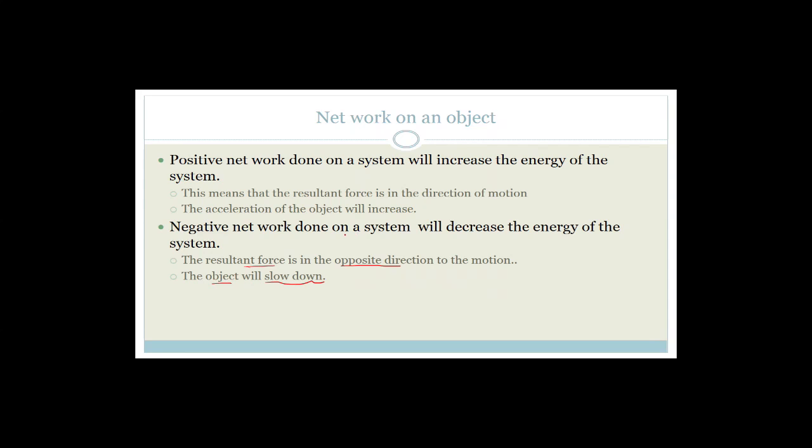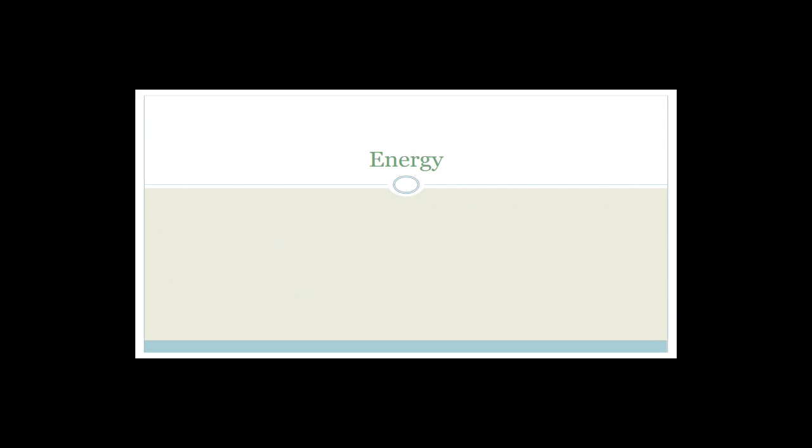So you can get positive and negative work, but you must recall, and this is very, very important, that what it means is different from if it was a vector. If it was a vector, a negative would mean something happening in the opposite direction. Whereas negative net work means that we actually decrease the energy of the system and the object will slow down, because the resultant force is in the opposite direction to the motion.